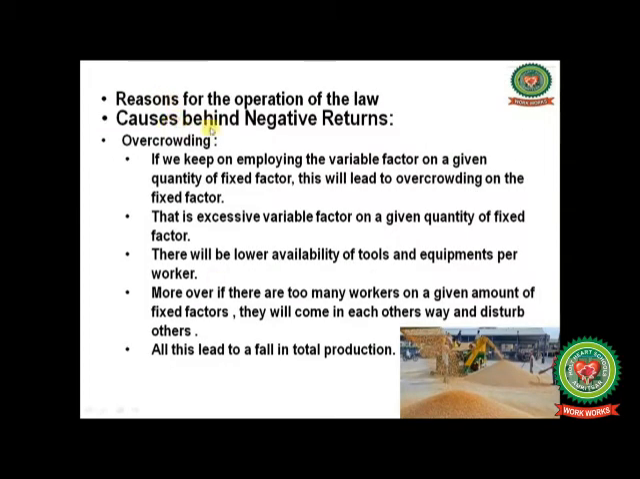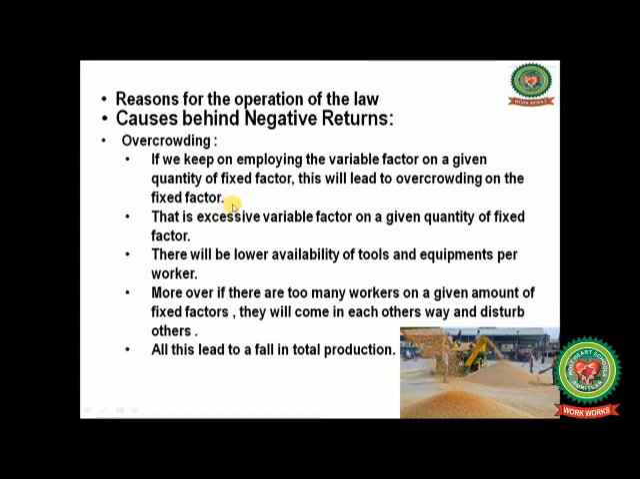Next is causes behind negative returns. First is overcrowding. If we keep on employing the variable factor on a given piece of land, that is a quantity of fixed factor, this will lead to overcrowding on the fixed factor. Meaning on the same piece of land, the number of laborers keeps on increasing and increasing.